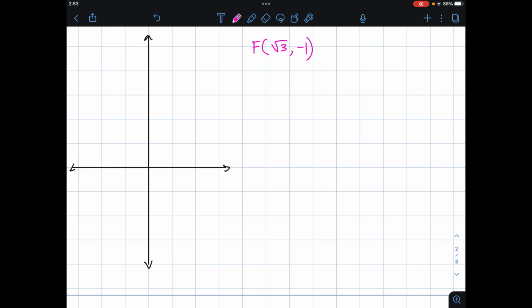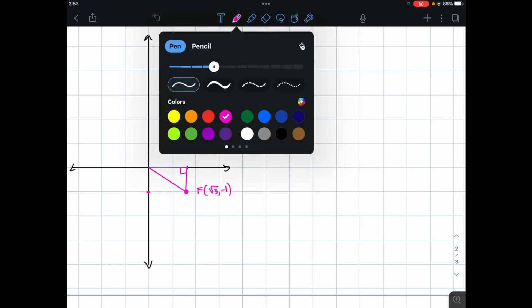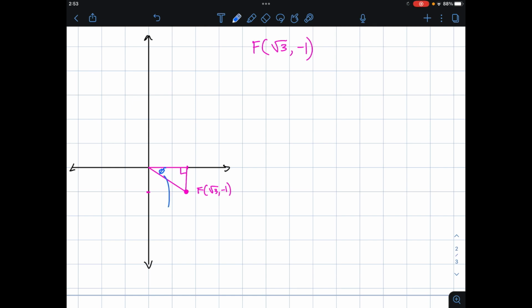Okay, and now I'm picking this because I know this comes from a 30, 60, 90 triangle. So square root 3 is about 1.7, so let's say it's somewhere out here. -1 we can say for sure is right about down here. And so if I put my point F here, I can say that it is at square root 3, -1. I draw my hypotenuse. I drop my perpendicular to the x-axis, which goes up, and then I complete my triangle. That gives me a right angle here. A right angle here. I also end up with a, what's the vocab word we use to describe this right here? That is the reference angle.